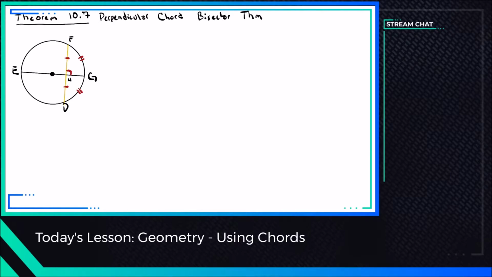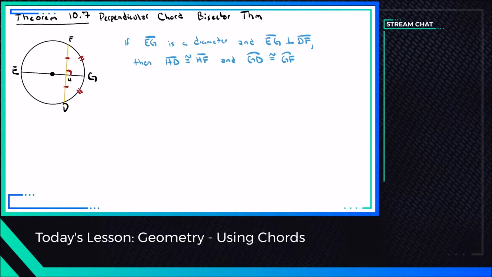So this is going to say the following. If EG, which is our diameter, and EG is perpendicular to some chord, DF, then HD, so that bottom part of the chord, is congruent to HF, the top part of the chord, and the arc GD is congruent to the arc GF. So that's what our perpendicular chord bisector theorem is stating.